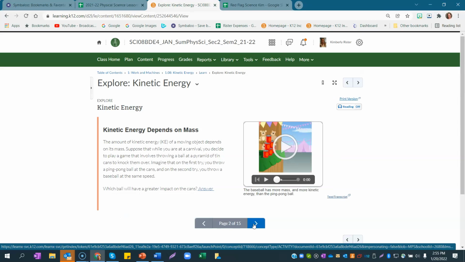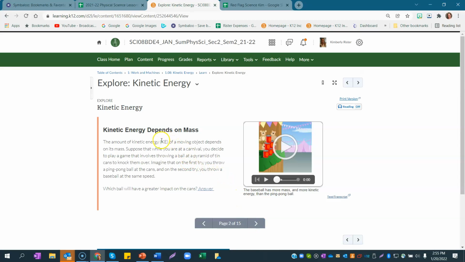Kinetic energy depends on the mass. So the amount of kinetic energy, and we refer to that as KE, so you can abbreviate that in your notes too, of a moving object depends on its mass. And that's an important sentence. I would bullet point that in your notes.